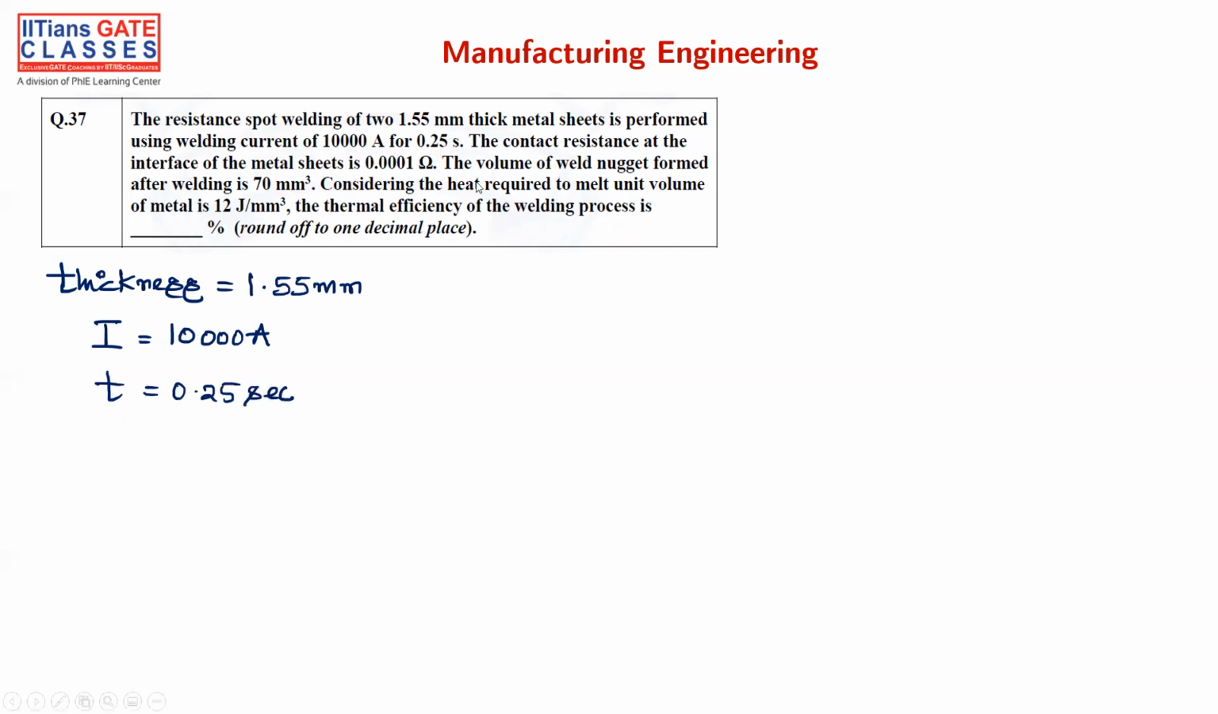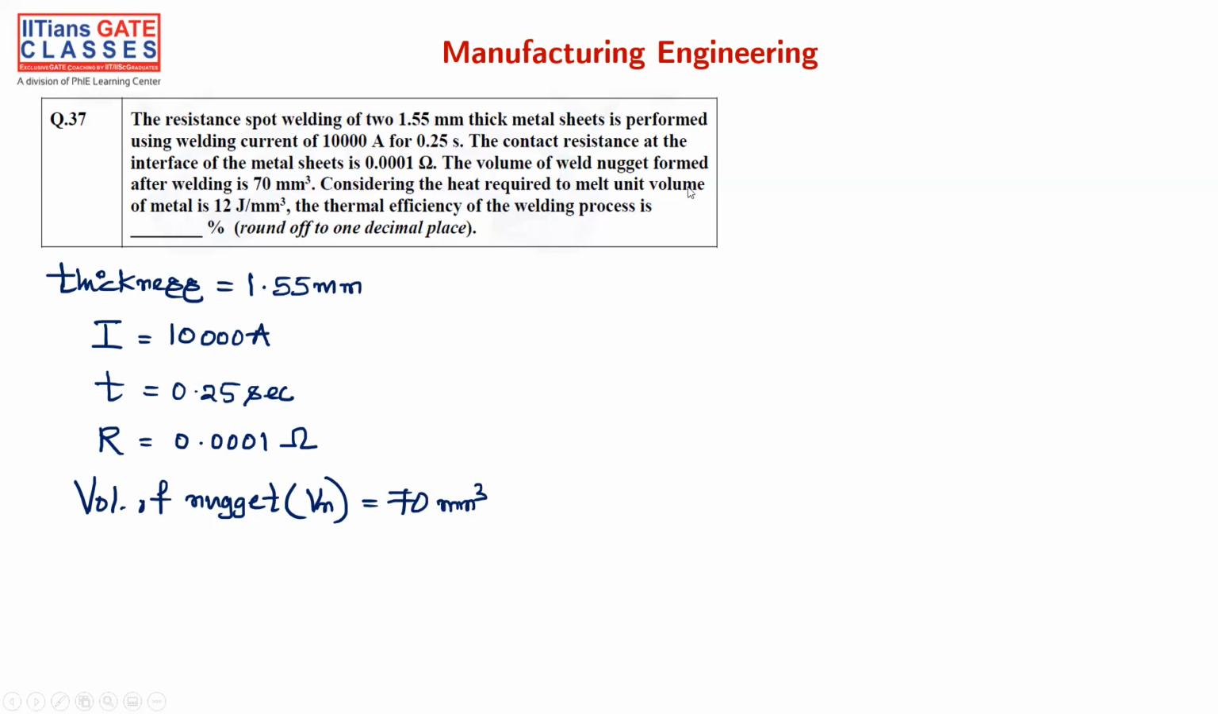The contact resistance at the interface of the metal sheets is 0.0001 ohms, so resistance R is nothing but 0.0001 ohms. The volume of the nugget formed after the welding is 70 mm cube. So let's write the volume of nugget Vn, let's assume that it is 70 mm cube.